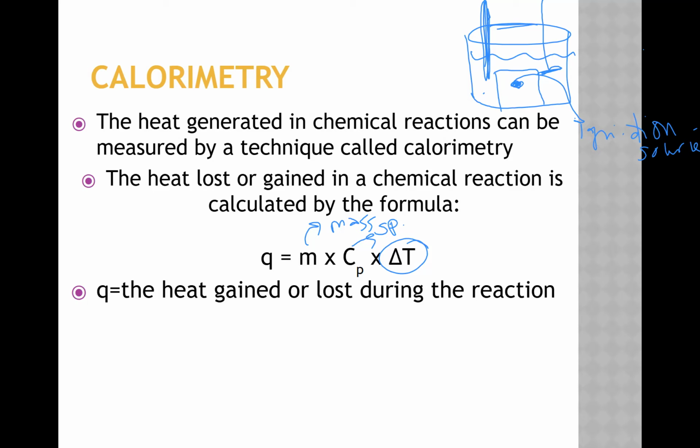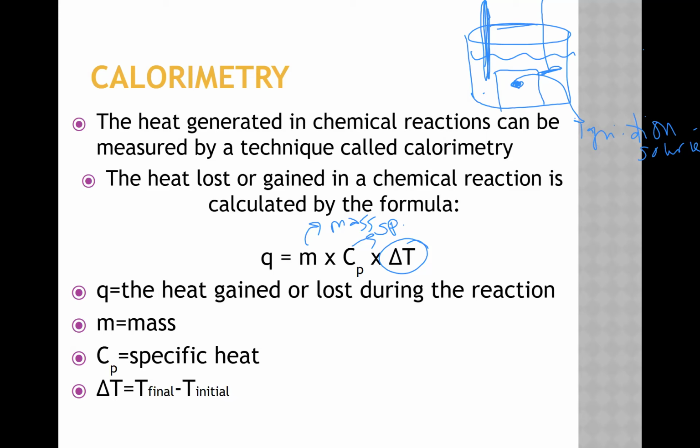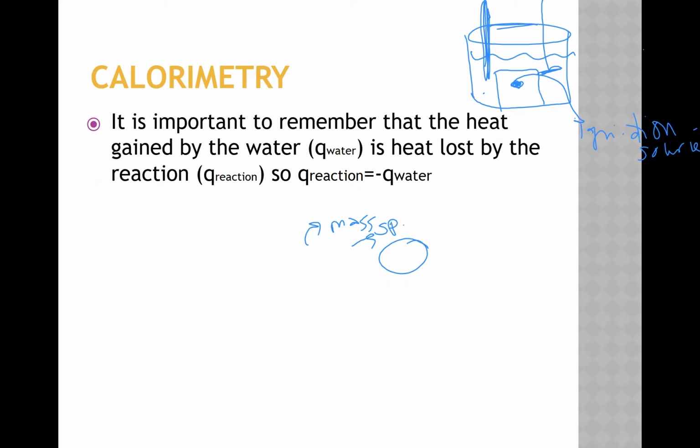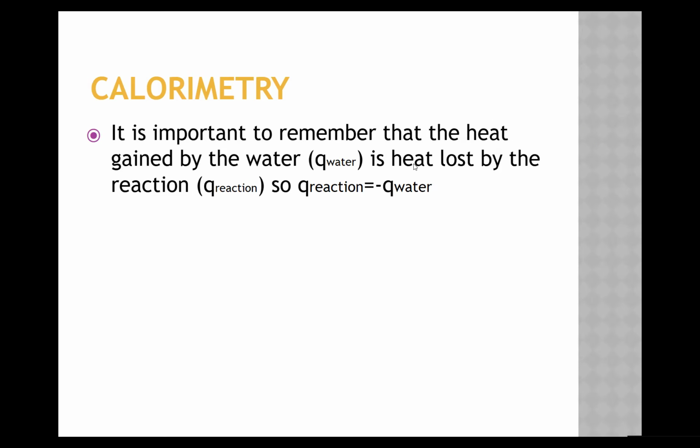Now, Q is the heat gained or lost during the reaction, m is the mass, c is the specific heat, and delta T is the final temperature minus the initial temperature. It's important to remember, this is the extra step. Whenever you're doing bomb calorimetry like this, the heat gained by the water is actually the heat lost by the reaction. So the reaction's heat is actually negative the water's heat.